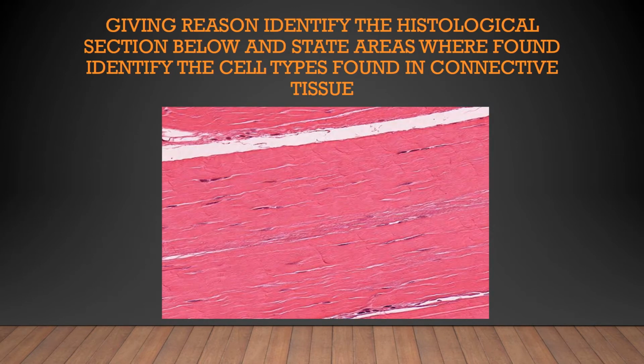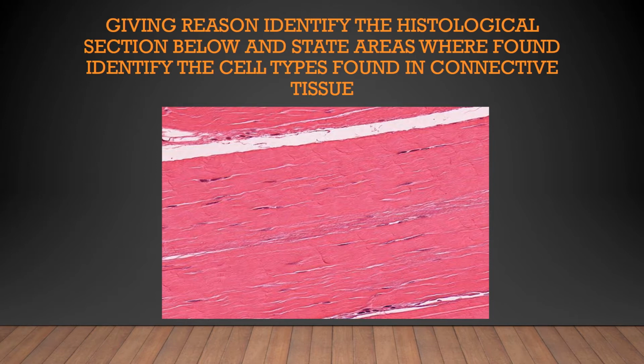So this is the slide of dense regular connective tissue. It contains densely packed collagen fibers oriented in the same direction. So it's found in areas requiring tensile strength, such as ligaments, tendons, and aponeurosis. For the cell types in connective tissue, you have the intrinsic cells and the extrinsic cells.